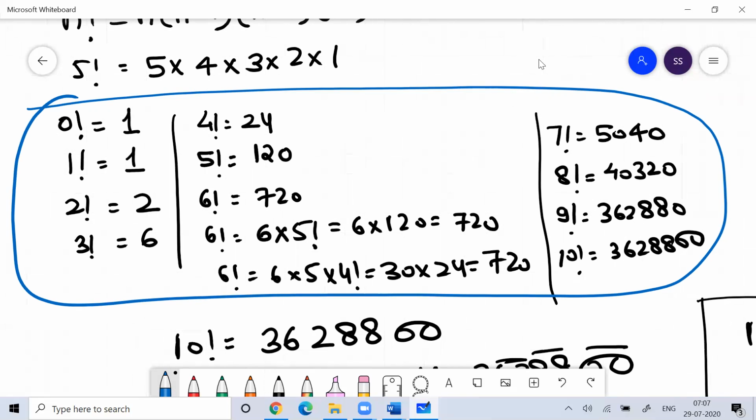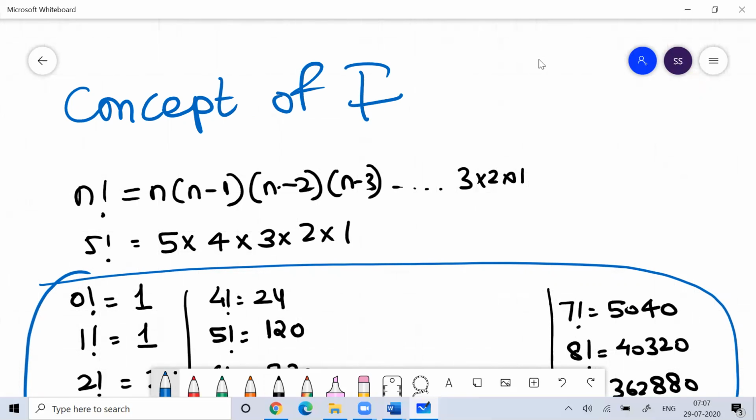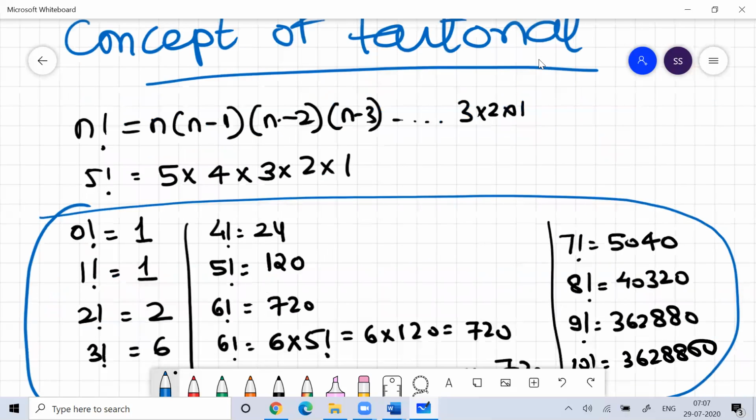In this session, we are talking about the concept of factorials. Right now, I'm just talking about the mathematical part of this. The logical interpretation of this, we'll discuss gradually. Right now, we're talking about only the mathematical part of it.